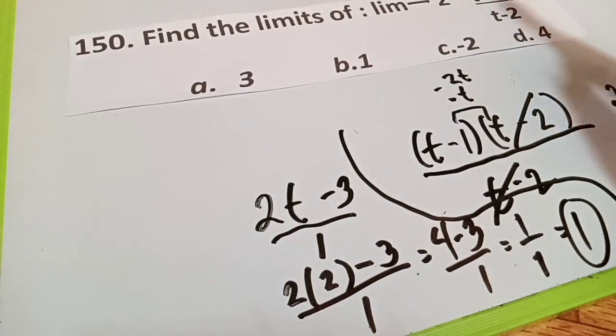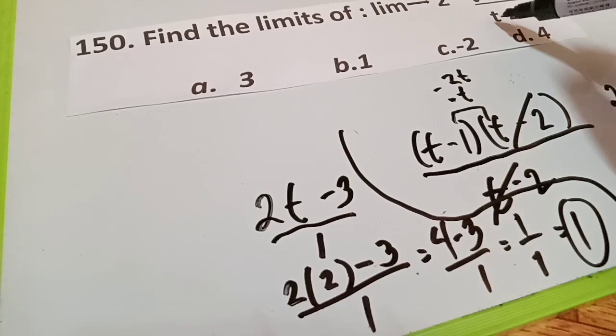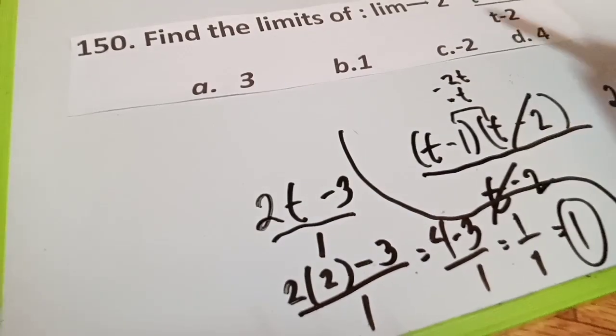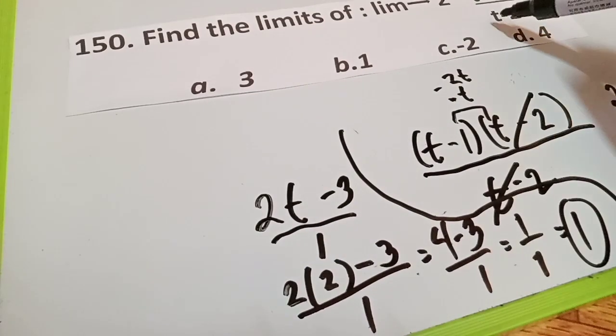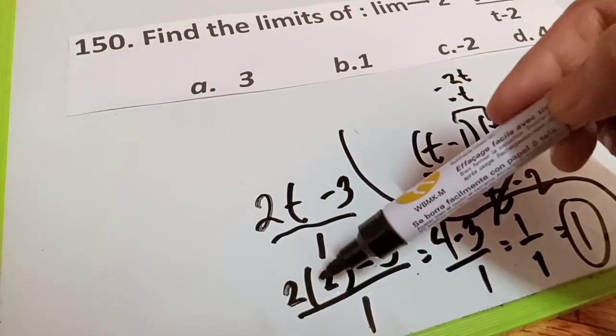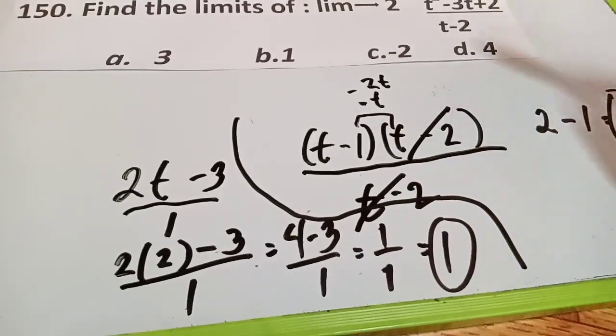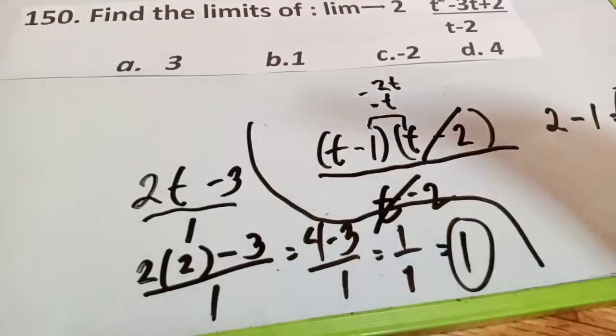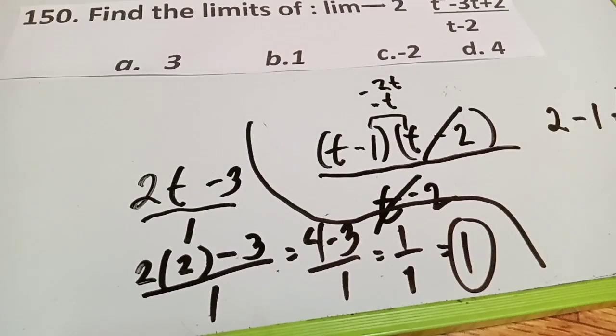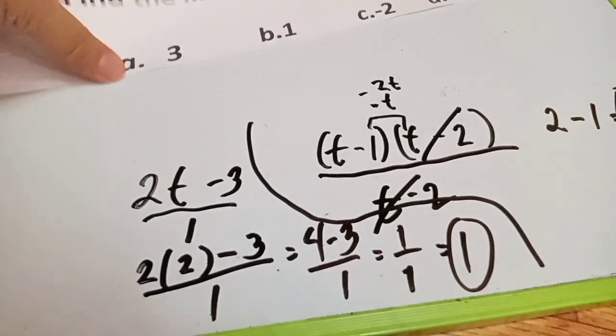Take note, the derivative of t squared minus 3t plus 2 is 2t minus 3, and the derivative of t minus 2 is 1, with the constant automatically 0. 2 times 2 is 4, minus 3, that's the answer. So there are two methods: one is factoring, and the other is looking for the derivative. Okay, let's proceed to 151.